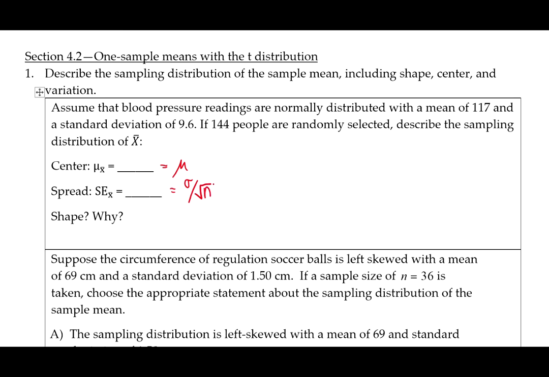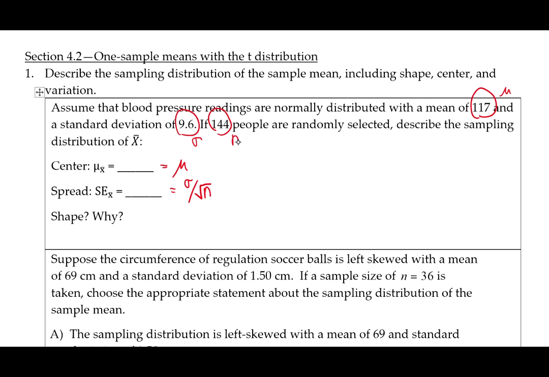In this example, we are told to assume that blood pressure readings are normally distributed with a mean of 117 and a standard deviation of 9.6. So this value 117 is the value for mu, and 9.6 is the value for sigma. If 144 people are randomly selected, describe the sampling distribution of X bar. 144 is our sample size.